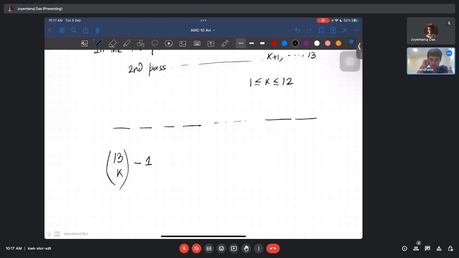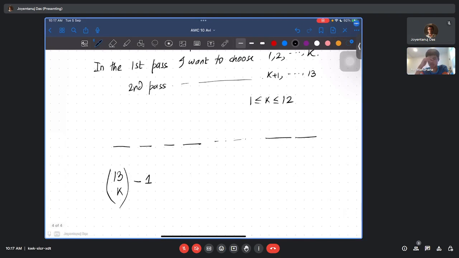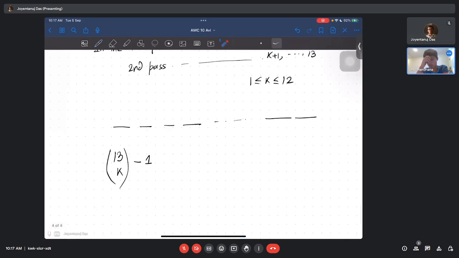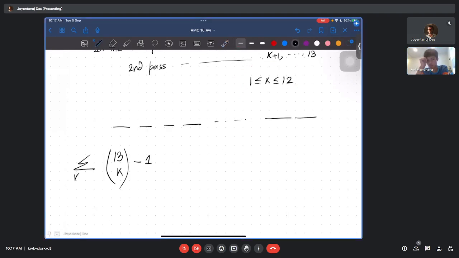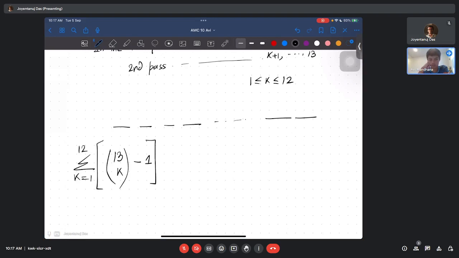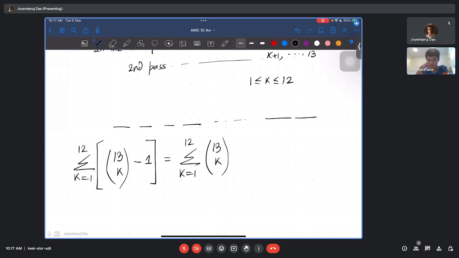But now we have to vary our k. So k can vary from 1 to 12. So the total number of ways is the summation, k equals 1 to 12, of this thing. At least this minus 1 will become minus 12 because there are 12 minus 1s. So the only thing left is how to compute this one.